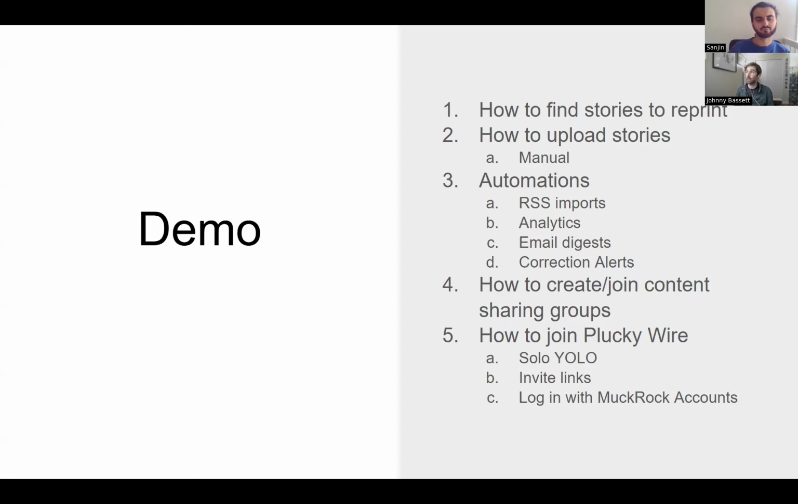I'm going to show you what it's like to upload stories. And then I'm going to briefly touch on some of the automations that have really saved folks a lot of time. So that's automatic RSS imports. We track analytics so you know where your stories went. We offer email digests, so it's easy to tell people about new stories when they're coming out. And the big one that has saved people a lot of drama, in particular, correction alerts.